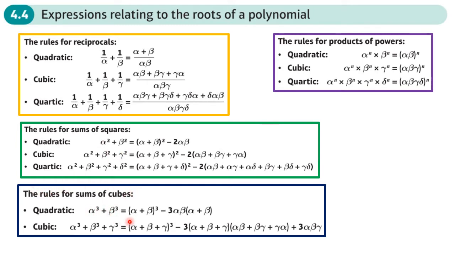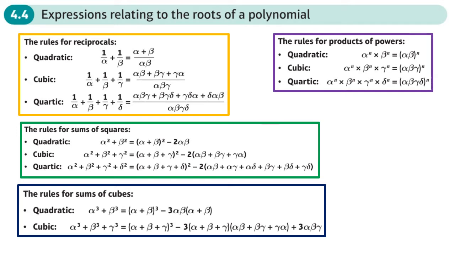So we've got the rules for reciprocals, the rules for the sums of squares, and the rules for the sums of cubes. And then we've got this last box here in purple, the rules for the product of powers. So if you've got something to a power times a different number to the same power, this is what it can be factorized to give you. And the same when you've got 3 things in your product and 4 things in your product.